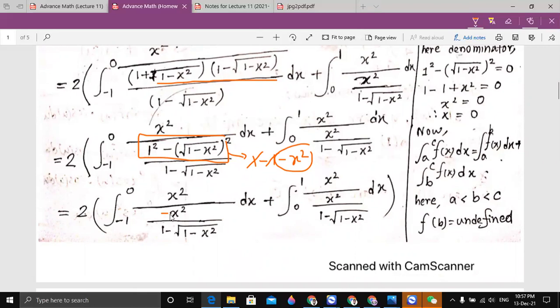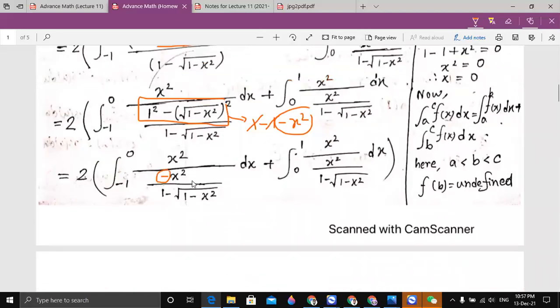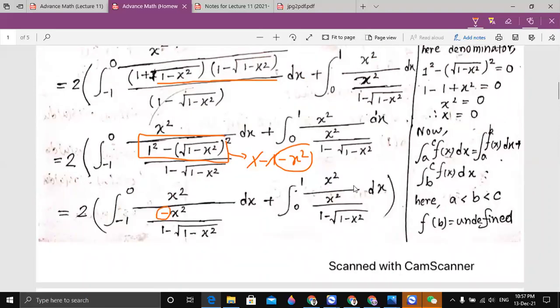So here will be a minus. I didn't write it here, okay, maybe by mistake. So here it will be a minus x square, and here will also be a minus. You know that this part and this part are similar, right? So I don't need to explain this part, okay?